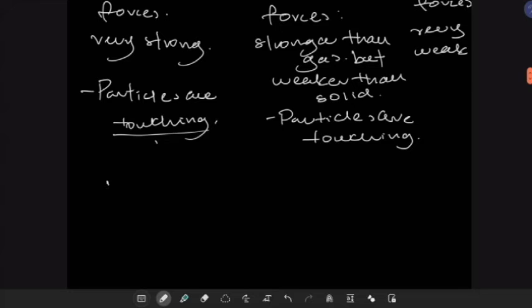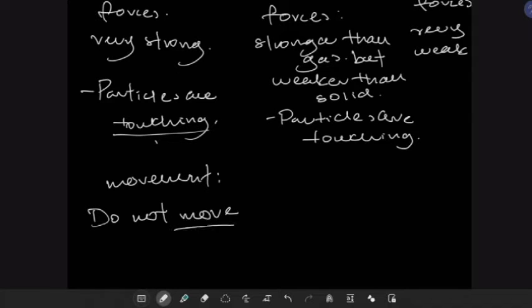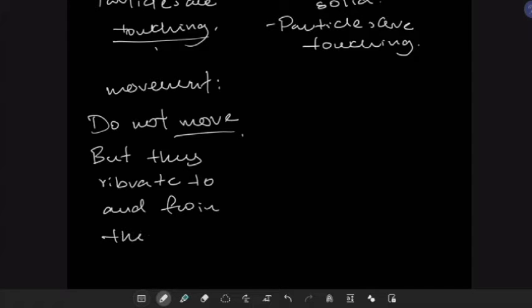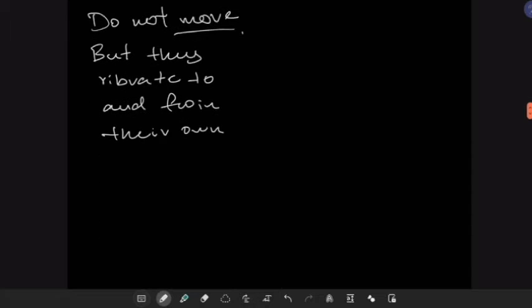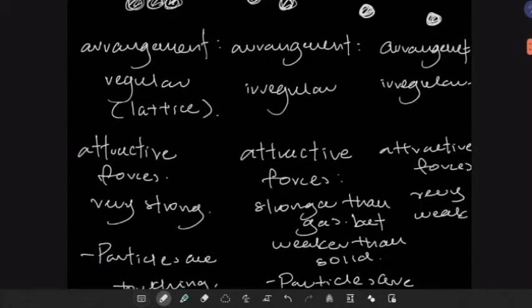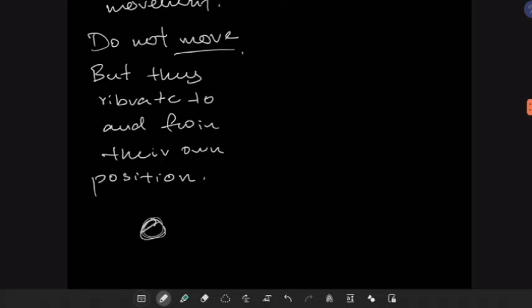Right. Now let's talk about the movement of particles. In solid, they do not move. This is a very important point if you want to score the mark. They do not move, but they vibrate to and fro in their own position. This means they have very small movements, but it's not strong enough to move them out of place. They just vibrate like a phone.